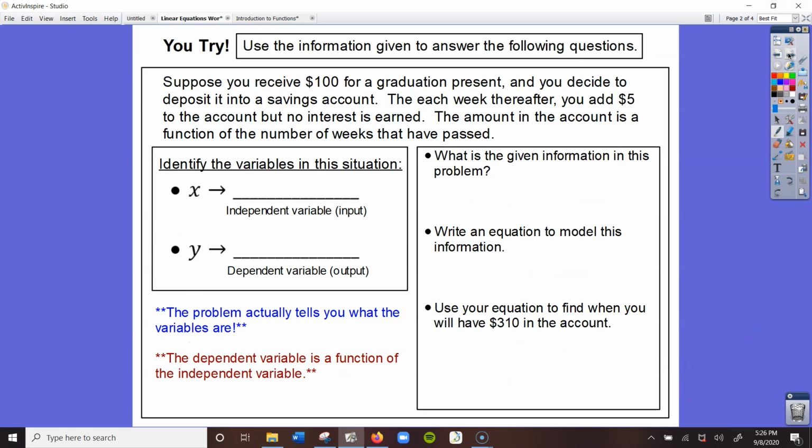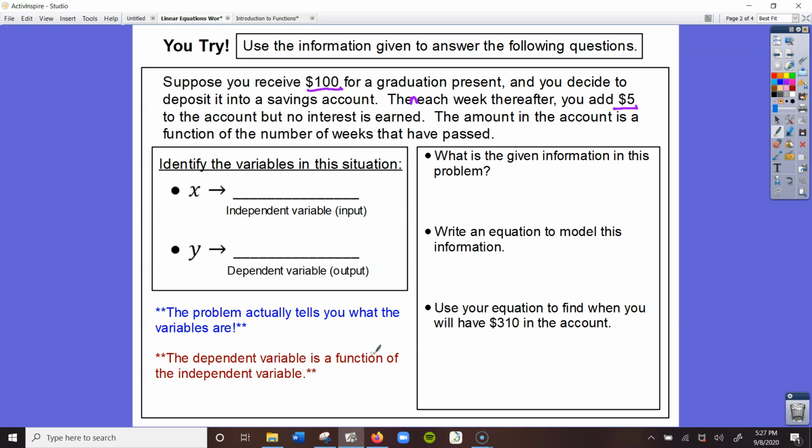Moving on to our next example. Suppose you receive $100 for a graduation present, and you decide to deposit it into a savings account. Then, each week thereafter, you add $5 to the account, but no interest is earned. The amount in the account is a function of the number of weeks that have passed.